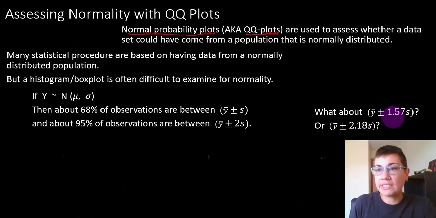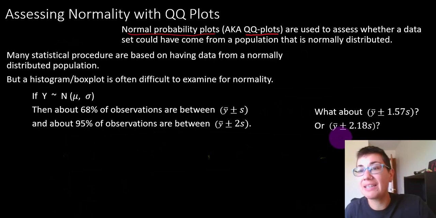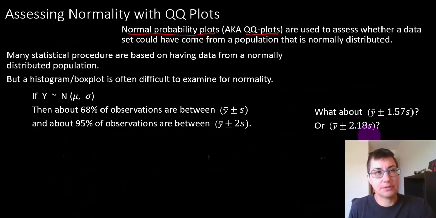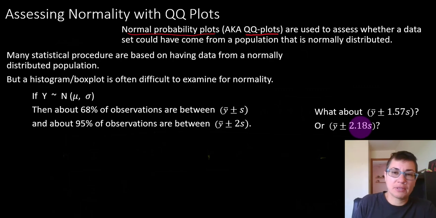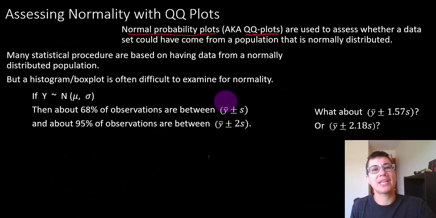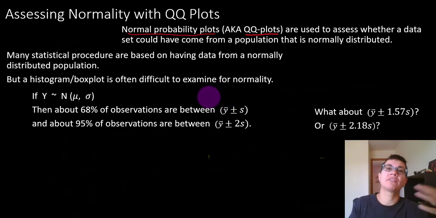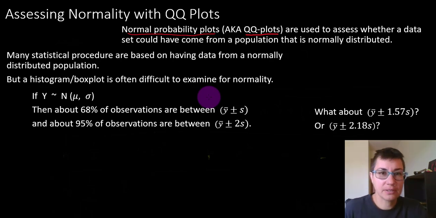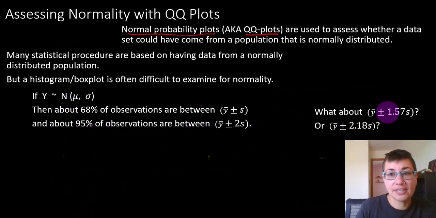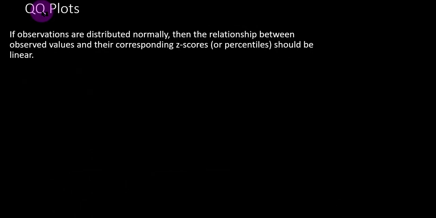What about the mean plus or minus some other interval from the mean, like 1.57 standard deviations or 2.18? We could certainly figure those out, but that would take up a lot of time, and there could be an infinite number of things to check there. So a QQ plot is a really nice way that's going to have a lot of input. It's kind of similar to this, but it's all consolidated into a single image.